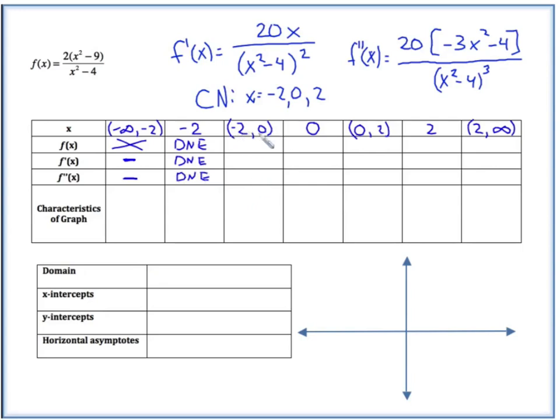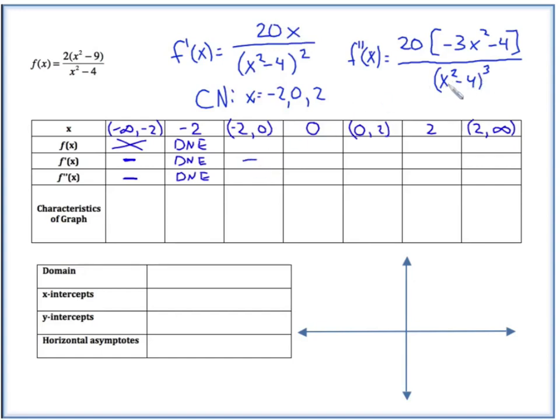Okay, on the interval from negative 2 to 0, now we're going to plug in something like negative 1. So we can see that when we square this, negative 1 squared is positive 1, but then we subtract here, we get a negative again, but then it's going to square, so it'll be positive. Then if we look at the numerator, if I put a negative in here, that's going to make the answer negative. So we do have a negative there.